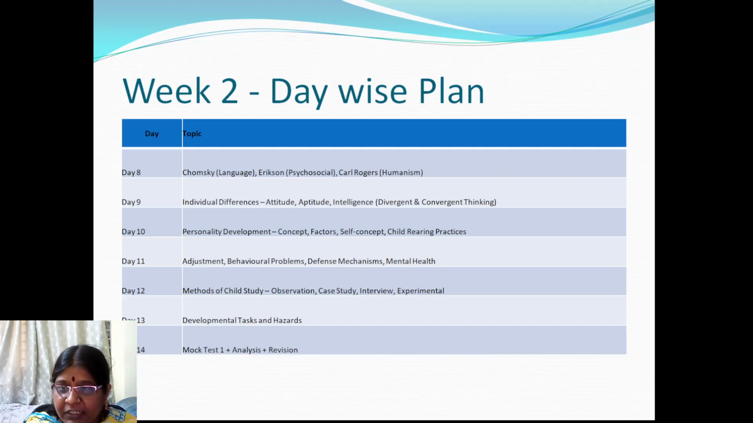And coming to week 2, you may plan for the various models, individual differences, personality development, methods of child study, development tasks and hazards. With this, the majority of the syllabus would be completed, and on day 14 you can have a mock test. Analyze all the previous year questions in these areas and have a quick revision of day 1 to day 14.